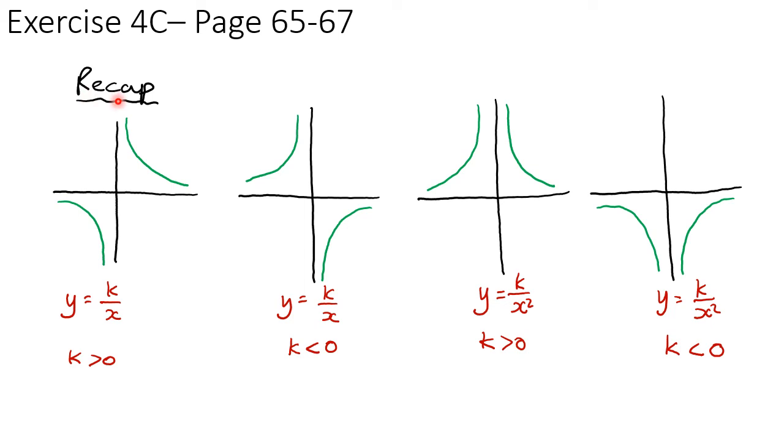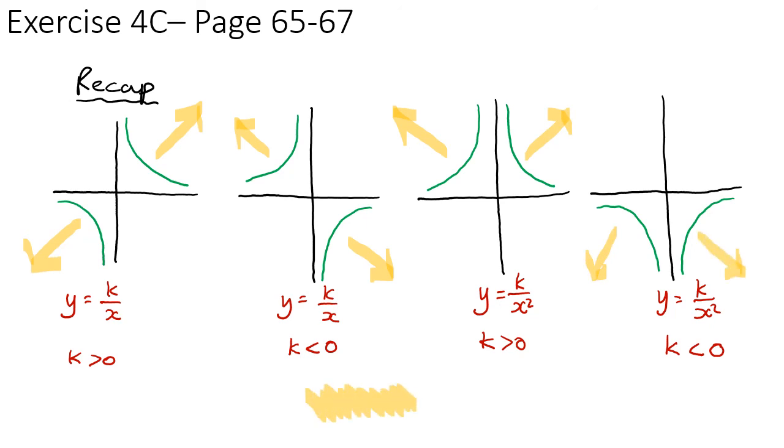So quick recap. These are basically the 4 forms of the reciprocal graph, where k is greater than 0, less than 0, and where we have x squared at the bottom. So you need to know these shapes. And what we saw in our examples was that as k increases on these graphs, these are the directions they move in. So these bits would appear to move away. So anywhere you see this orange, this is what happens as k increases.